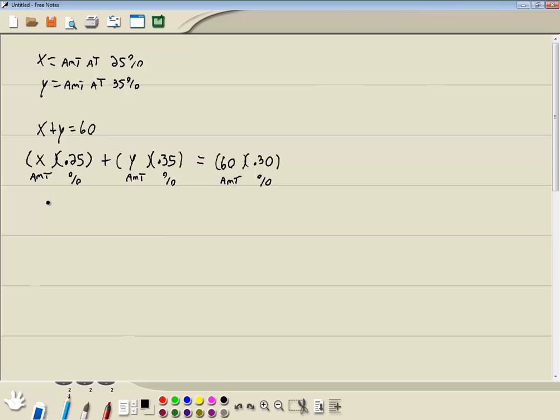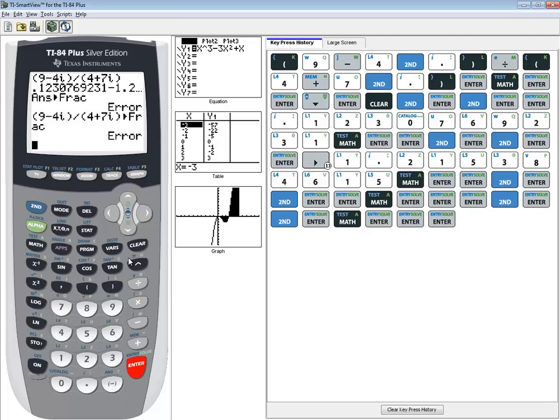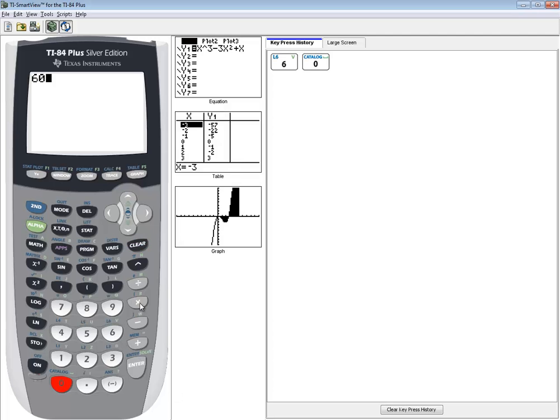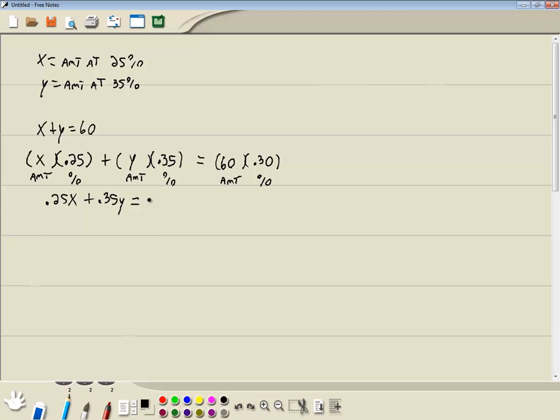Well, for this equation, it becomes 0.25x plus 0.35y equals... I'm not very good at decimals. I think that's 1.8, but that didn't sound right, so probably 18. Let me go to my calculator. 60 times 0.3. I don't know what it is about decimals, they just throw me. 18. I knew 1.8 wasn't 30% of 60. That's why I figured it had to be 18.